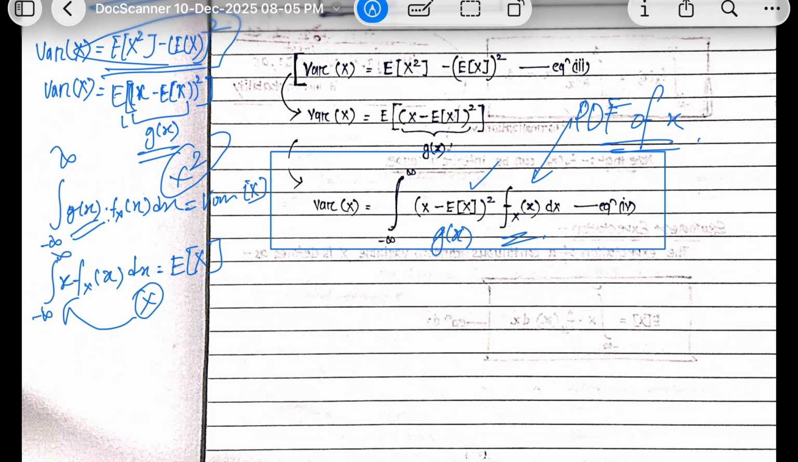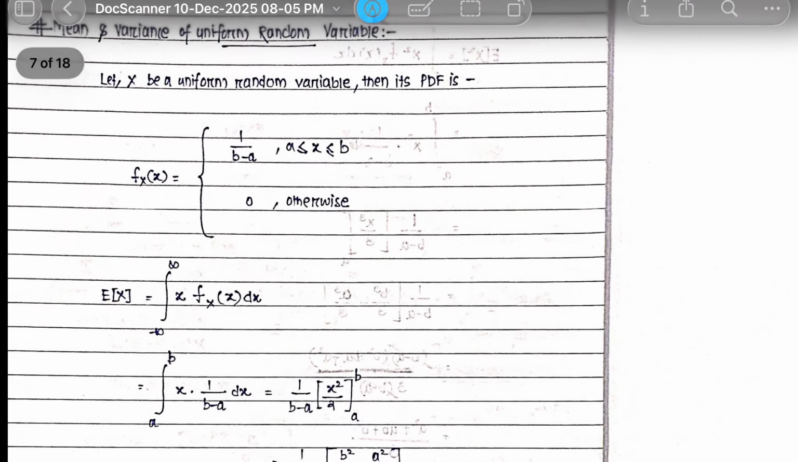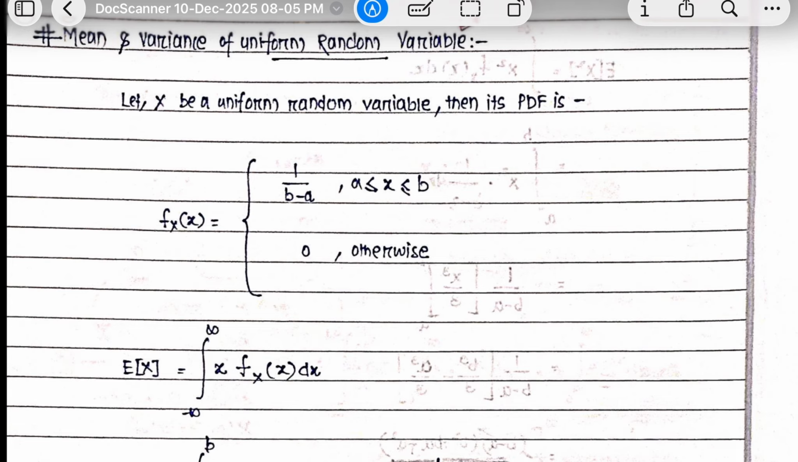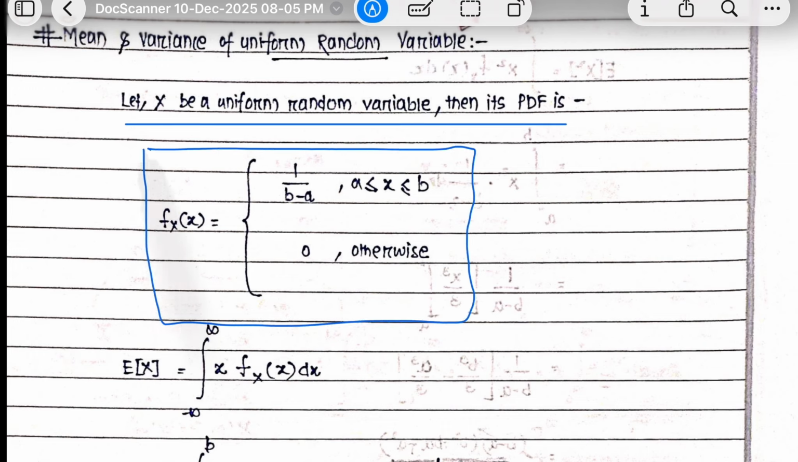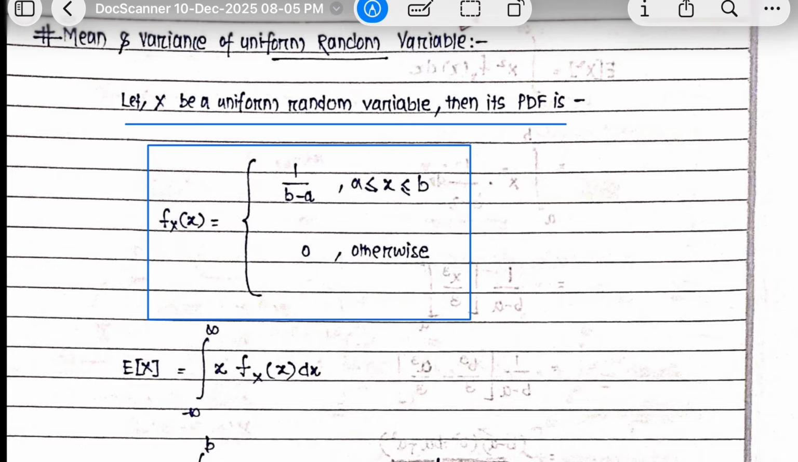So now we will prove the mean and variance of a uniform random variable. Let x be a uniform random variable. I have proved how this is true, and this is proved from the two properties. Property 1, I have proved this much. I am revising now. Okay, you can revise with me.